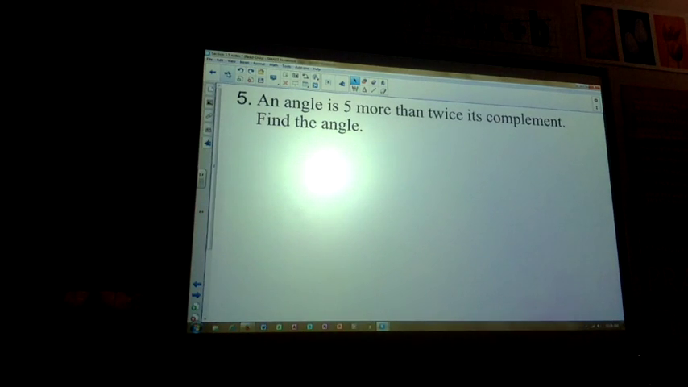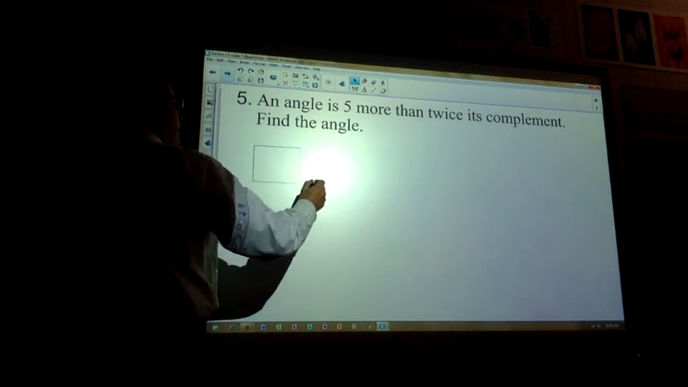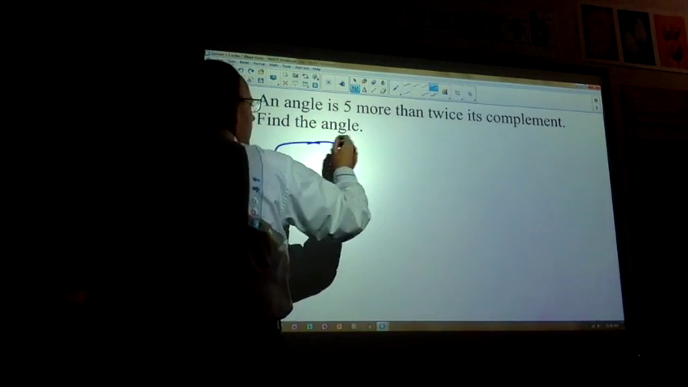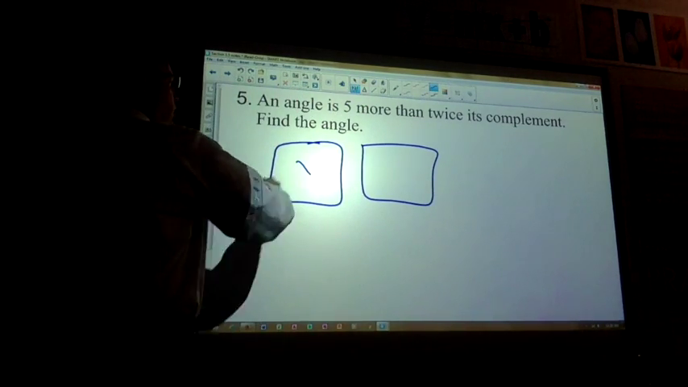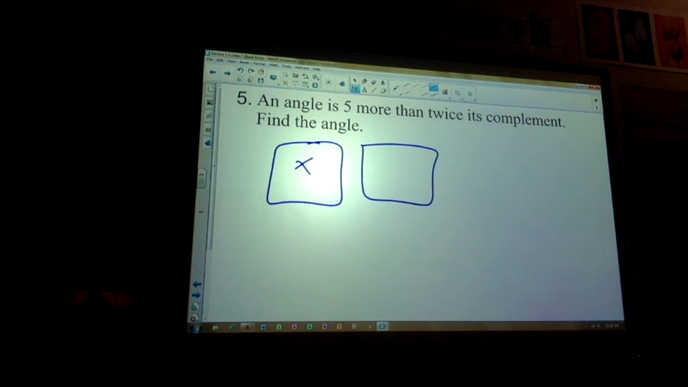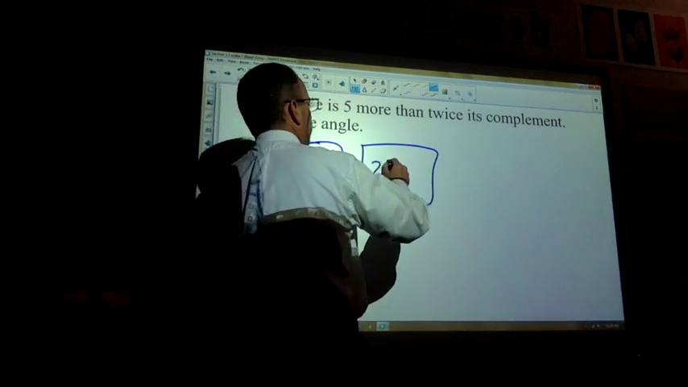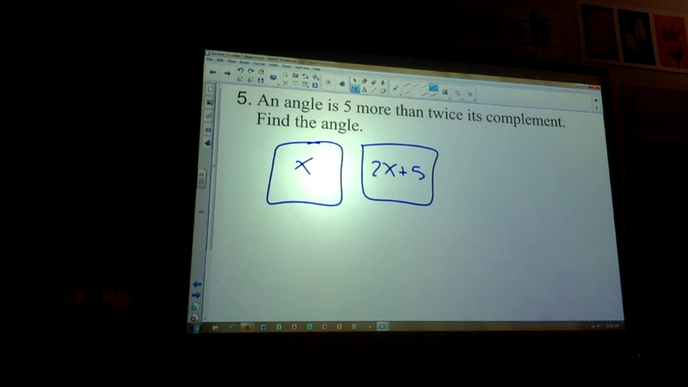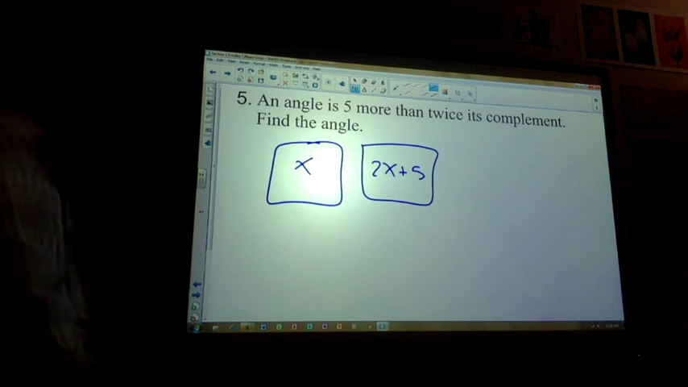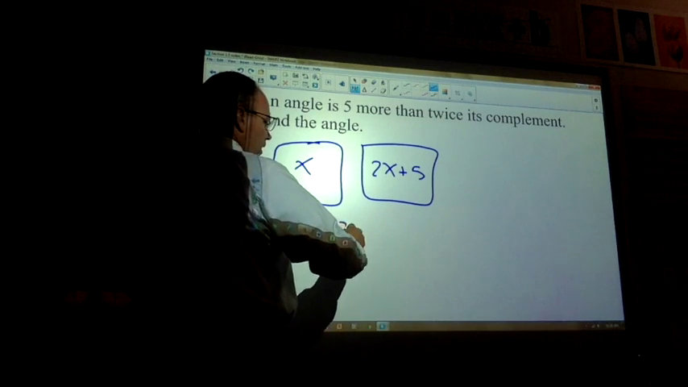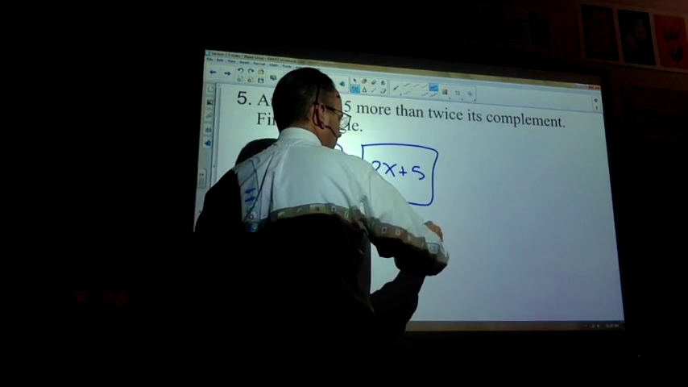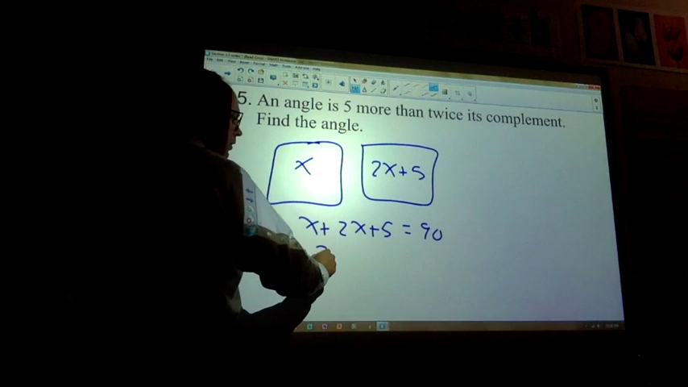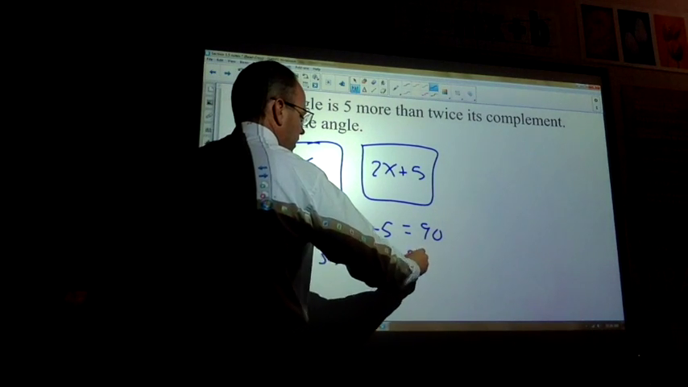All right, an angle is 5 more than twice its complement. So I have this as one of the angles: 2x plus 5. Do you agree? 5 more means adding 5 to it. Twice means doubling it. So I'm going to go x plus 2x plus 5 equals 90. Complement means 90 degrees, right? 3x plus 5 equals 90.